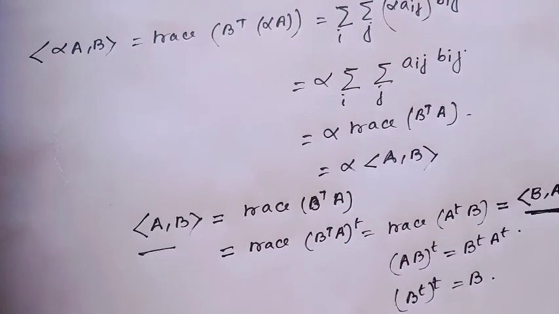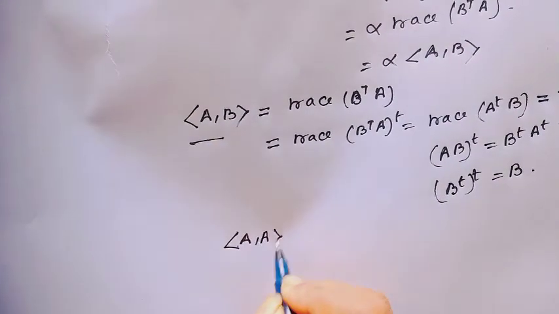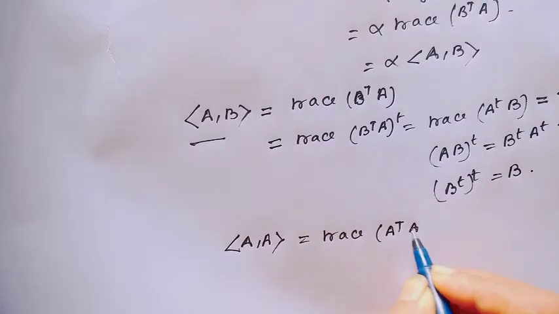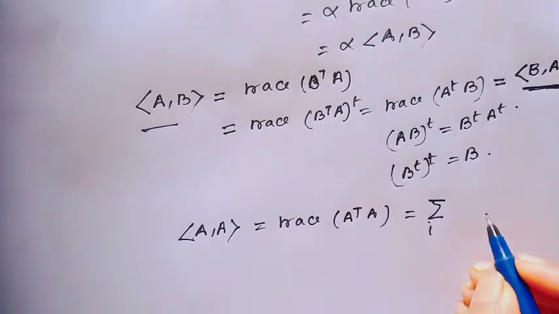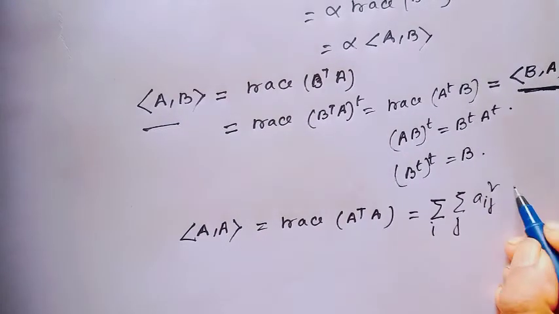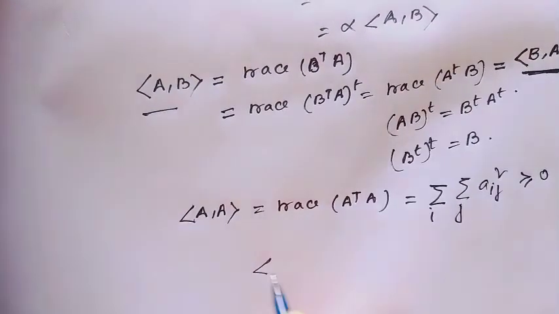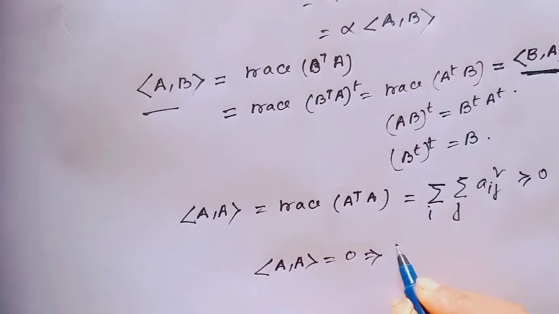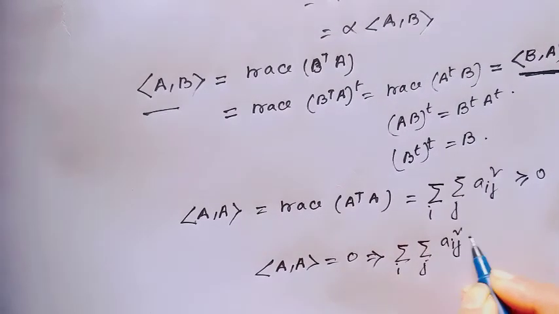Next property is the positivity property. Inner product of A with itself is equal to trace of A transpose A, which by the defined function is summation over i, summation over j of aij whole square, and this is obviously always greater than or equal to 0. And when inner product of A with itself is equal to 0, that implies summation over i, summation over j of aij whole square is equal to 0.